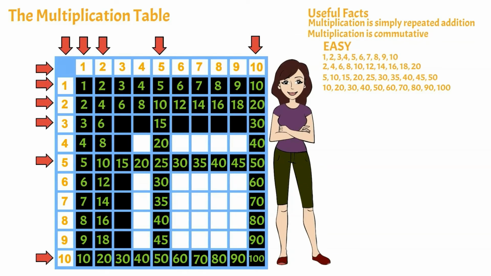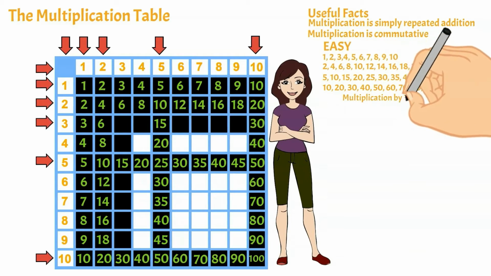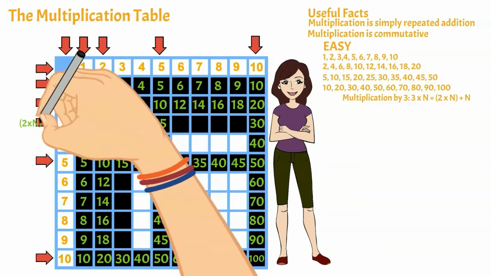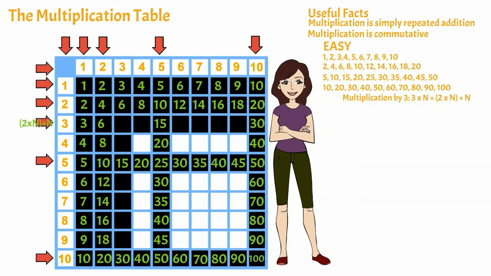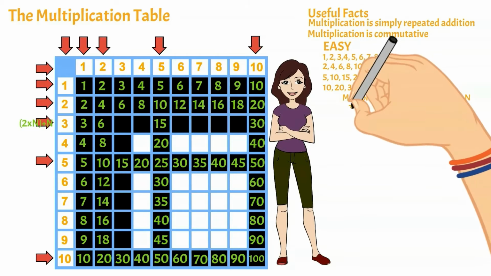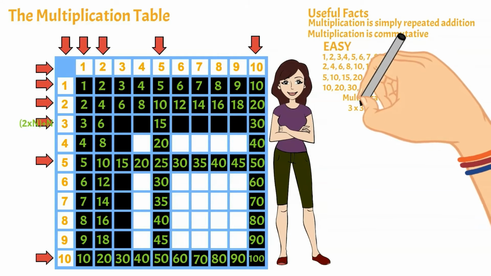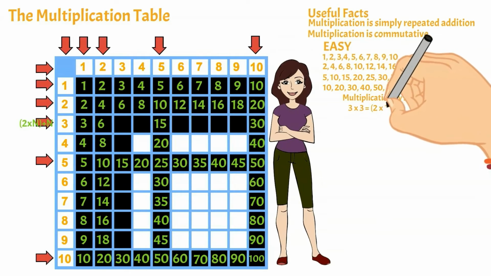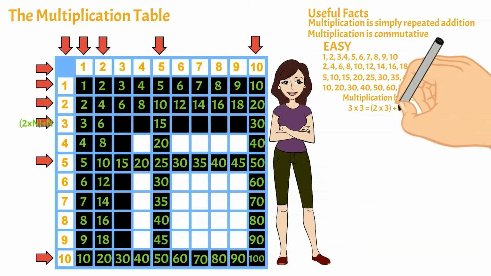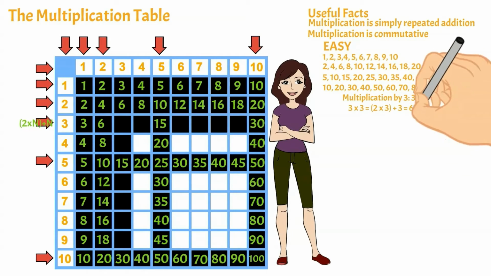This becomes harder when the numbers are bigger. Like what I mentioned earlier, we can actually use the easy ones to solve the more complex ones. 3 times 3 is actually 2 times 3 plus 3. It then becomes 6 plus 3, which is equal to 9.